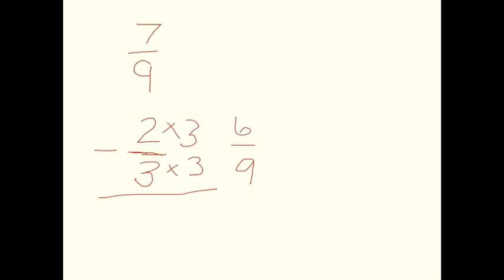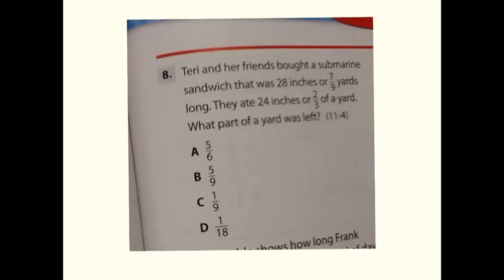So it becomes 6/9 and 7/9. Okay, then you subtract, which will equal 1/9 because 7 minus 6 is 1. Then you just keep the denominator. So, the answer to this problem would be C.